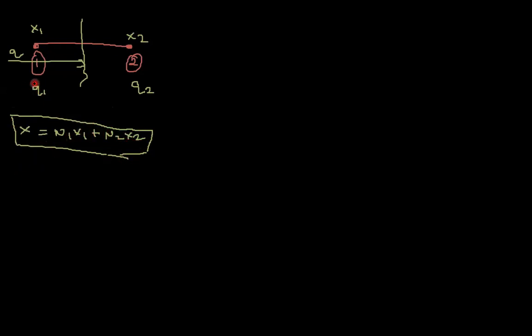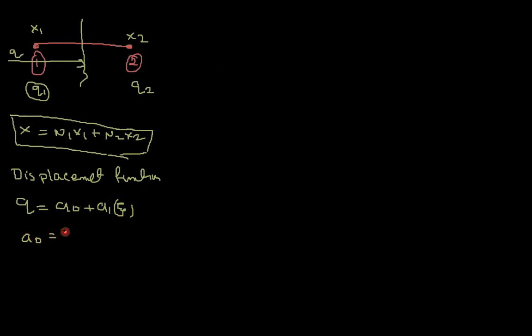Now I would like to define the displacement function. Let us say the displacement function q would be defined as equal to a0 plus a1 times zeta. I know that in the previous slide I defined that a0 is equal to x1 plus x2 by 2. Similarly, if you express that in terms of the q's, this can be defined as equal to q1 plus q2 by 2.